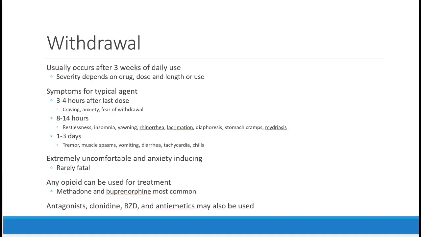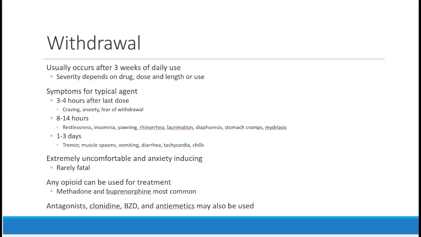Withdrawal is usually not something we're too concerned about for patients using minimal amounts of opioids. Usually 3 weeks of daily use is where you get at the point where you're concerned. It does depend on the drug, how potent it is, the dose, how much they're taking, and length of use. Symptoms for your typical agent, 3 to 4 hours after the last dose, you're going to get craving, anxiety, fear, 8 to 14 hours, restlessness, insomnia, GI side effects, some other things too. 1 to 3 days, tremor, muscle spasms, vomiting, diarrhea, tachycardia, chills.